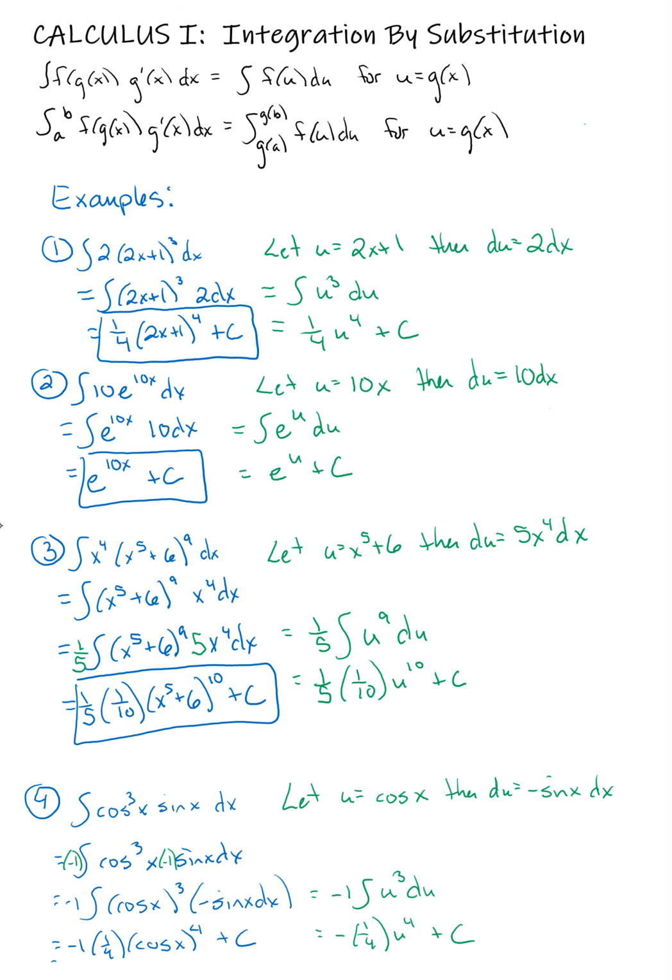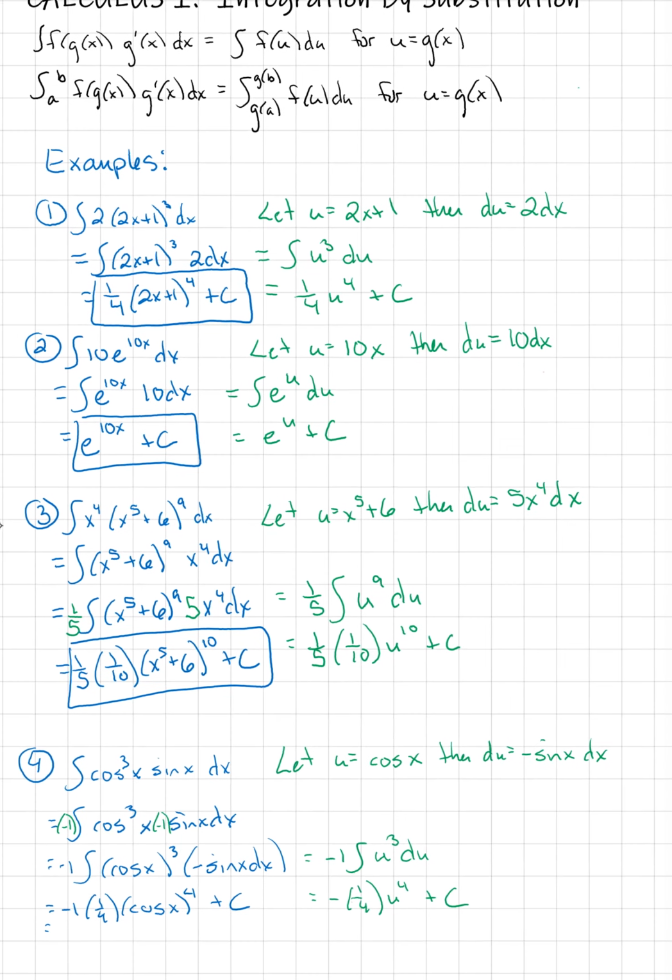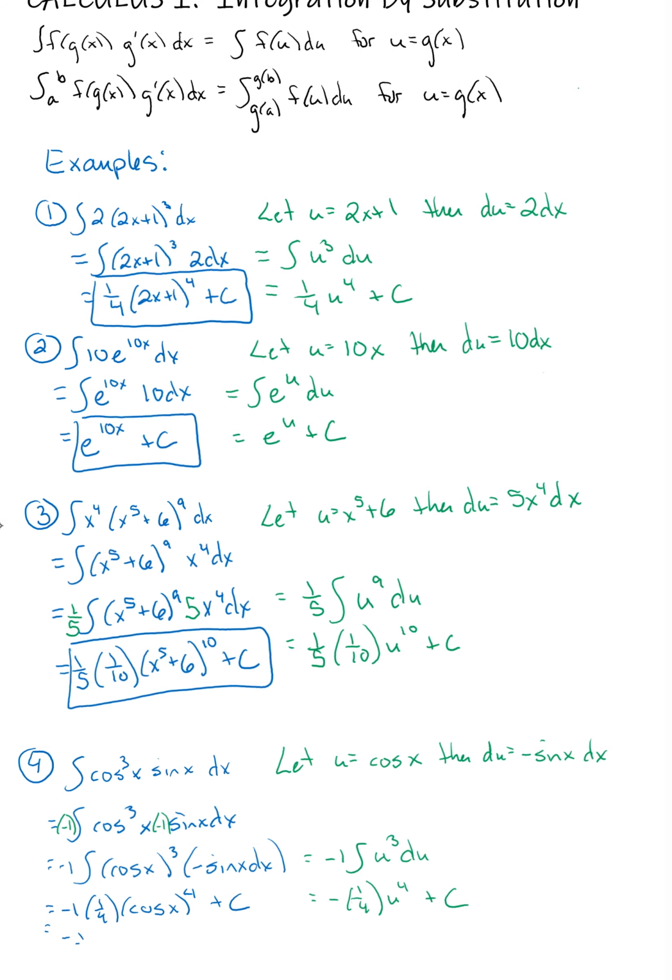We can clean that up just a wee bit, write it as negative 1/4 cosine to the fourth x plus c. And there you go.